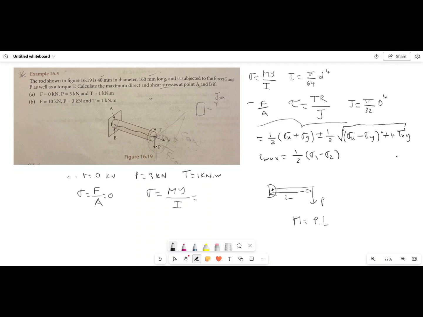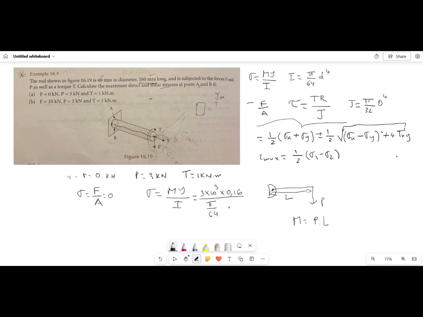So what is the force P? 3 kilonewton. 3 kilonewton is 3 multiplied by 10 to the power 3, right? Multiply by the length. The length of the rod, they say it is 160. So we definitely know 160 millimeters is 0.16 meters. So everything over I. What is I? We say it is pi over 64.